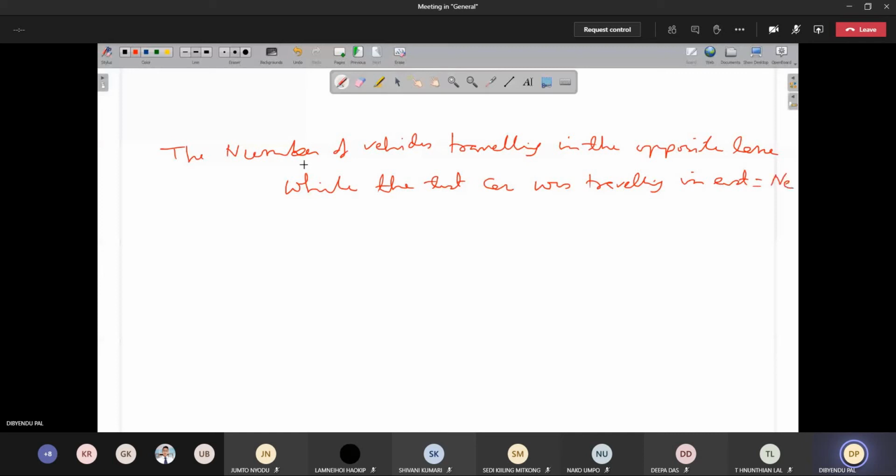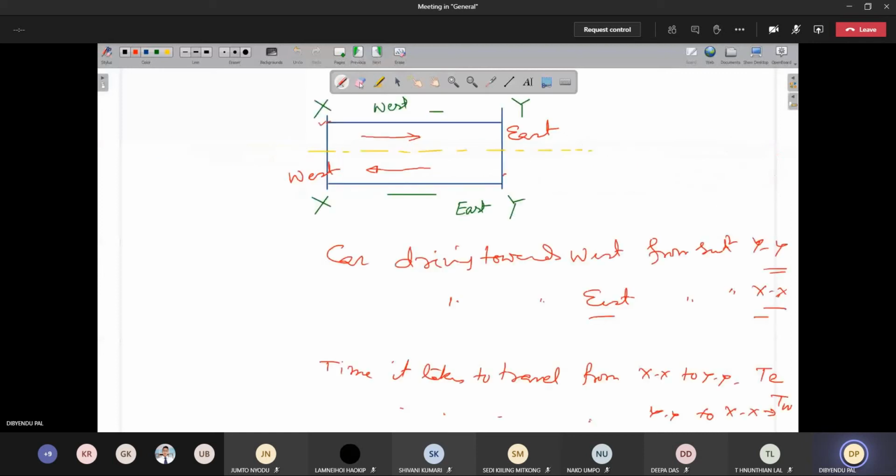Just note down, see here what I have written. The number of vehicles traveling in the opposite lane while the test car was traveling in east direction. Just check that. When the test car was traveling in east direction, if you say this is my test car, how many vehicles were traveling in the opposite direction? That is denoted by NE. Okay, so our movement is XX to YY.